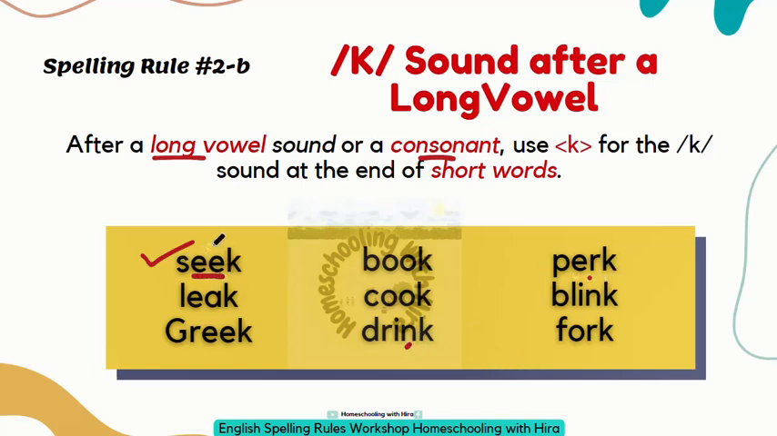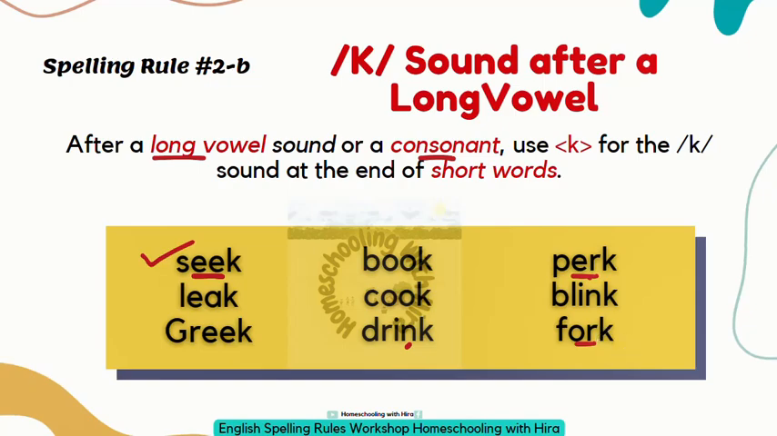So look at this. Eek, seek, leek, Greek. Here we have the double O, book, cook. Then we have drink. We have the n sound before the k sound. That's why we are using letter K. Perk, R control vowel, letter K. Fork, R control vowel, letter K.